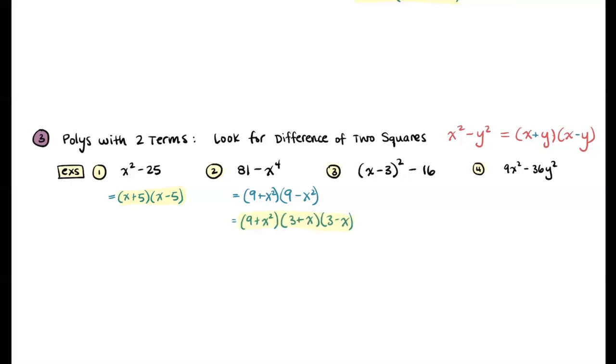All right, number 3, we have (x minus 3) squared minus 16. I'm just going to move this over a little bit. Okay. So again, 16 is one of those perfect square numbers. We also have x minus 3, and it is squared. It's kind of weird looking, but this is actually a difference of 2 squares. So how this is going to factor is exactly the same, right? The square root of (x minus 3) squared is x minus 3. So we have that here and that here.